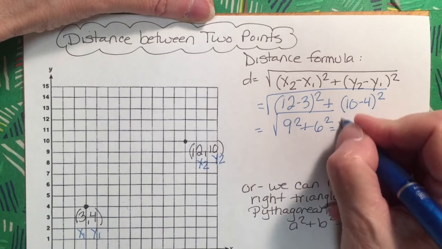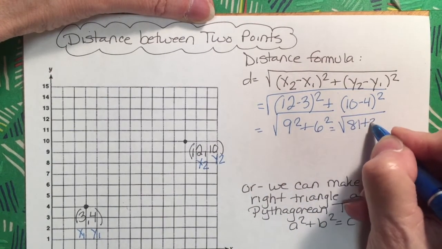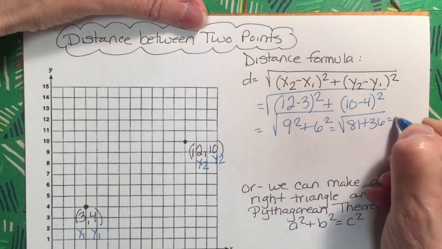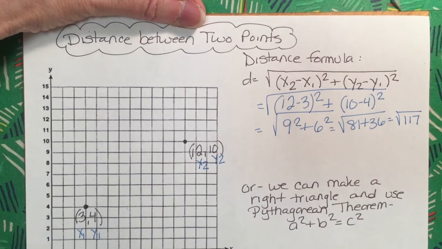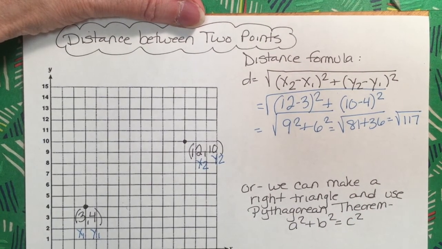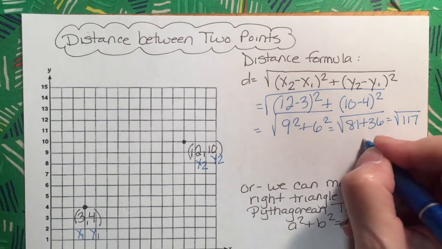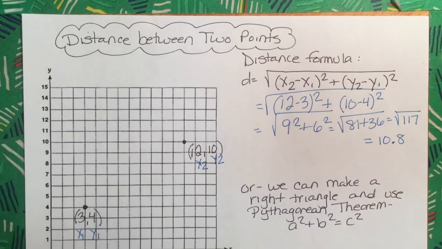Okay, 9 squared, 81, 6 squared, 36. So we add the 81 and 36 and we square root the total, and that is the square root of 117. Okay? And if we wanted to work that out on a calculator, the square root of 117, I'll do that on my calculator. Square root of 117 is 10.8 approximately.